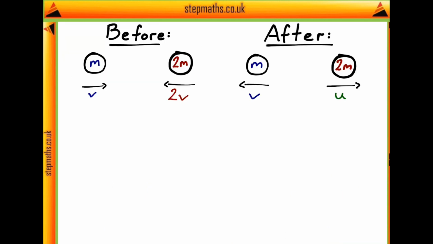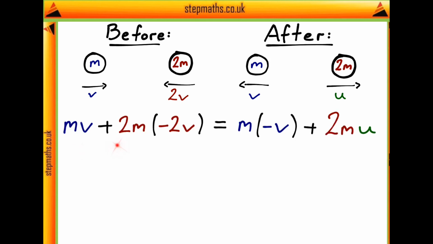Bearing that in mind, let's set up our equation for conservation of momentum. So our initial momentum here on the left is going to be equal to our momentum afterwards written here on the right. The initial momentum is the momentum of our mass m, which is mv, plus the momentum of our mass 2m. So it's 2m multiplied by this velocity, which is negative because it's in the opposite direction. And then our momentum afterwards is going to be m multiplied by minus v, since this v is in the opposite direction to what it was initially. And then the momentum of our mass 2m is just going to be 2mu, where u here is positive because I labelled it as being in this direction.